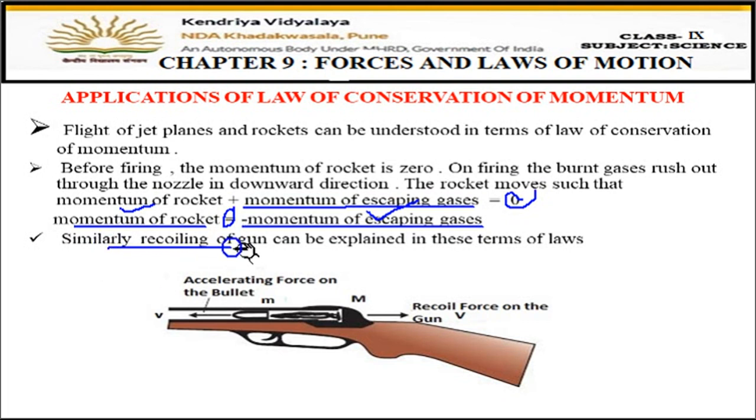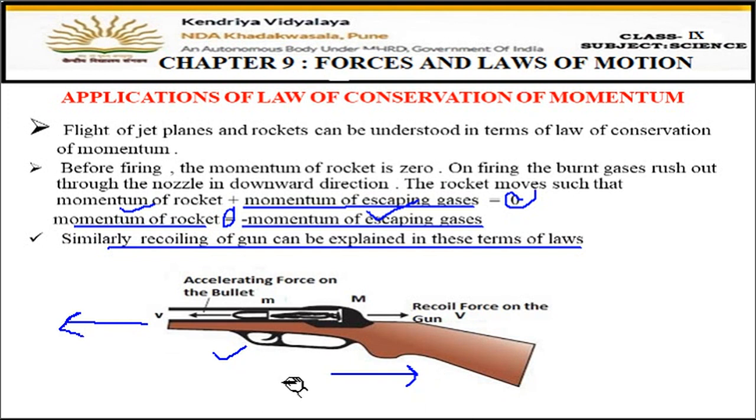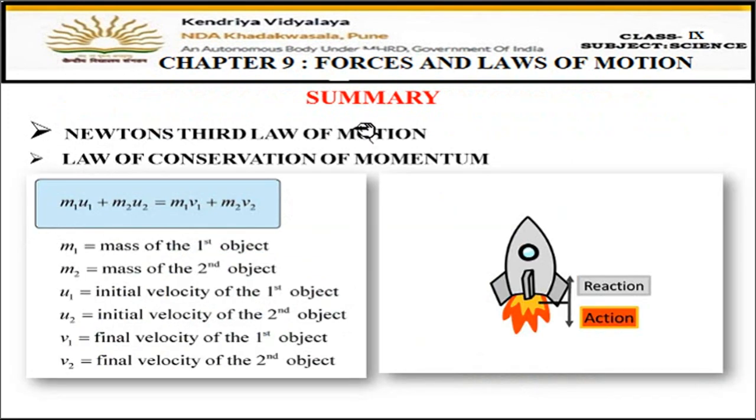Similarly, the recoiling of a gun can be explained in terms of these laws. When the gun is shot, the bullet is fired and goes in the forward direction, but the gun gets a jerk in the backward direction. The gun shifts backward. This is also action and reaction in opposite directions, and here also the conservation of momentum can be seen. Now let's move on to the next slide.